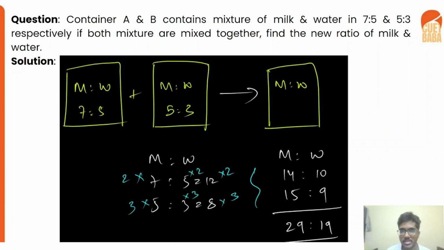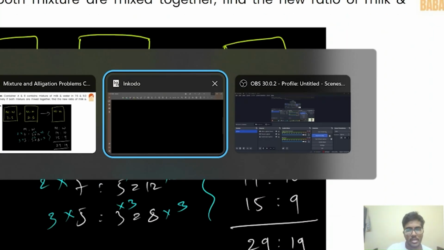Containers A and B contain a mixture of milk and water in 7:5 and 5:3 respectively. Both mixtures are mixed together, find the new ratio of milk and water. Same thing. Milk is to water in the first one is 7:5. Milk is to water in the second is 5:3. Add them. So milk is to water, 7:5, and then we have 5:3. This is what is being given in the question.